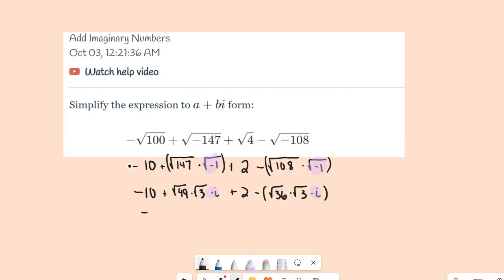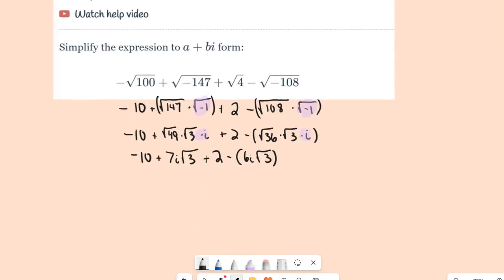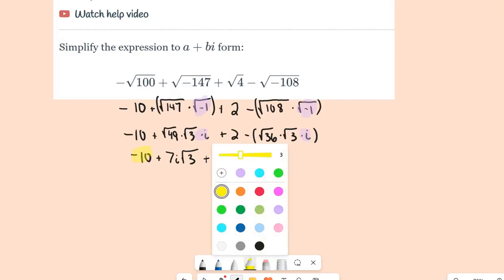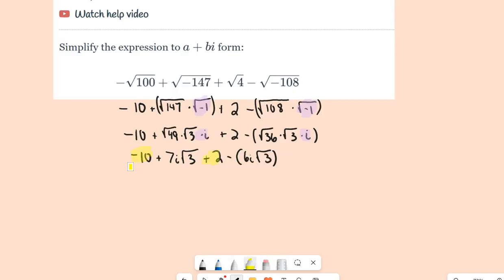Alright, almost there. Now we've still got negative 10 here. I know that the square root of 49 is 7, so it's going to be 7. And that i I can put next to the 7 times root 3. Okay. Plus 2. And then we're going to have a minus. Now root 36 is 6. We have an i, and then we've got another root 3 right there. Okay. So now we just have to combine our like terms. We've got like terms here. We've got negative 10 and positive 2. So the real part is going to be negative 8.